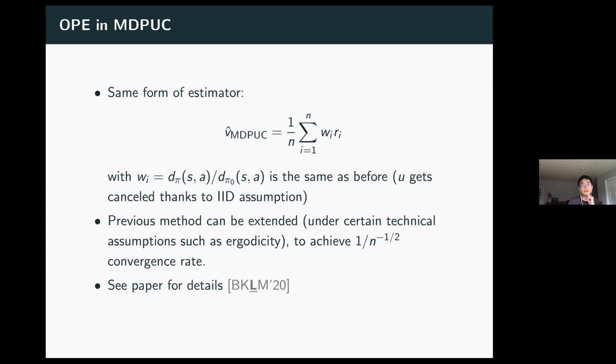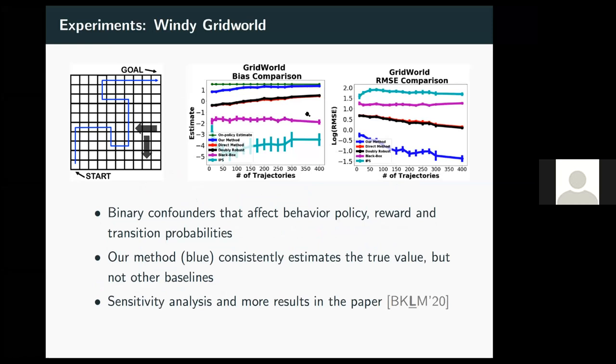I can't go into details, but the form of the estimator that we propose for MDP-UC is the same as the previous one, where we have a weighted average of the rewards. At the end, we also need to estimate the ratio between the two distributions over SA. Now, because of the IID assumption that we made about MDP-UC's unobserved confounder, we can cancel the dependence on U in this ratio, and so we can go back to estimating the ratio over SA. Of course, there are many other details that we need to get right to get the right estimator. But at the end of the day, we obtain an estimator that has nice theoretical properties, and we also show that in a simple problem, it seems to work pretty well.